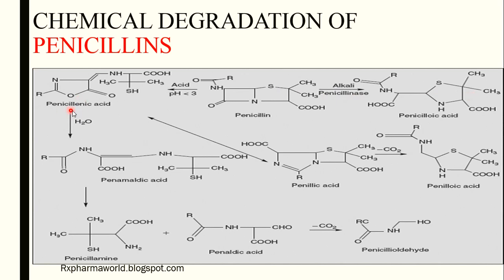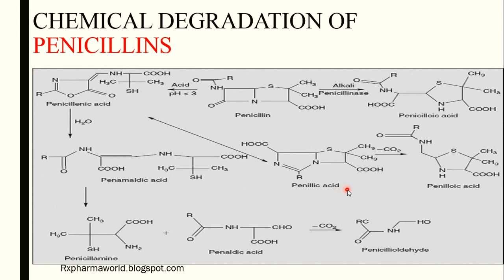Now we'll see penicillic acid, which is obtained from penicillin when it reacts with acid. This is a reversible reaction. Penicillic acid and penicillinic acid are reversible products. So when this penicillinic acid further degrades, it will convert into penillic acid.